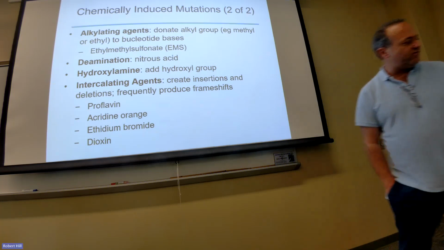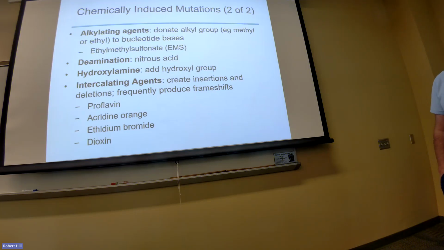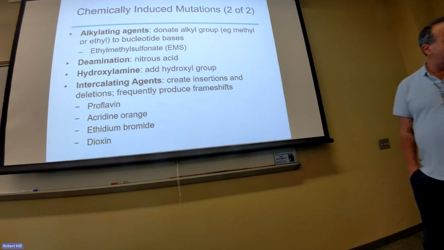Ethidium bromide is one that's really commonly used in labs to visualize DNA because it fluoresces orange. Dioxin is a chemical that results from combustion. It's an environmental mutagen, a very powerful mutagen. Acridine orange, that's a chemical used in chemical warfare. And proflavin, I don't remember.